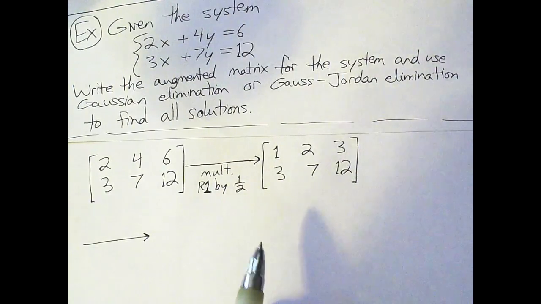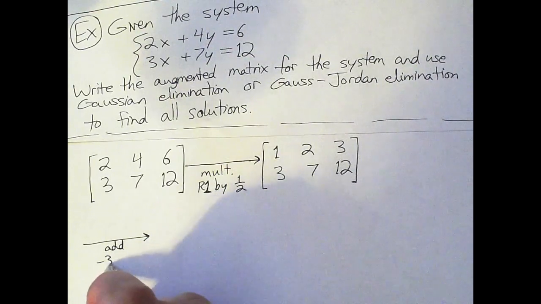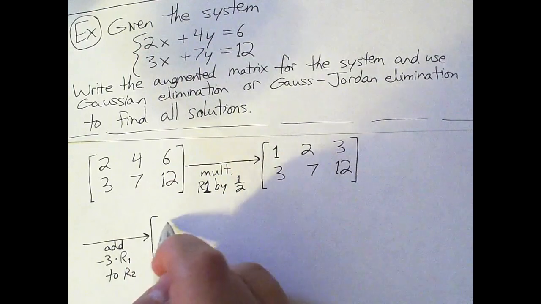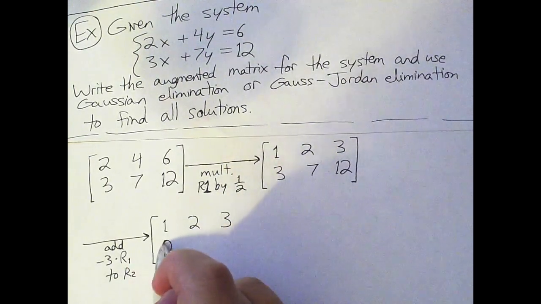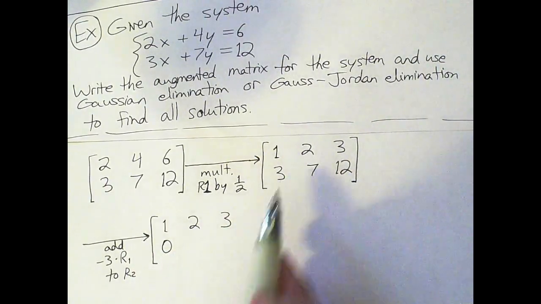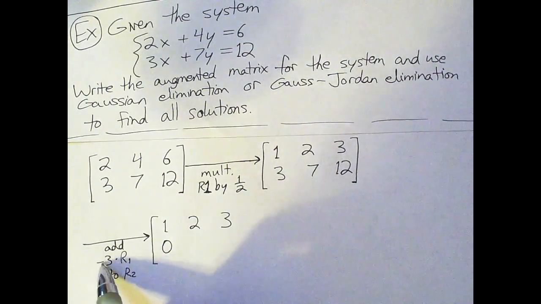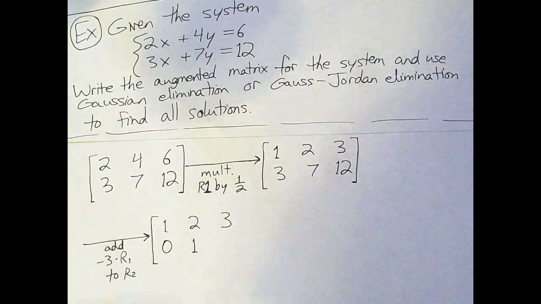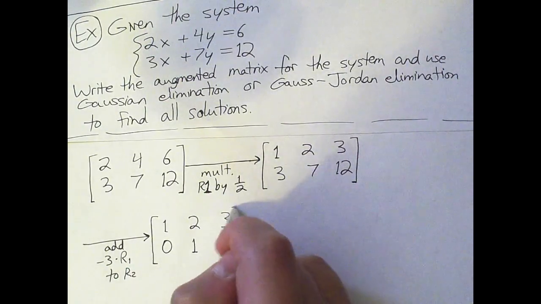And now I'm thinking about getting some zeros to show up. So I decided to add -3 times row 1 to row 2. Row 1 is not changing. Row 2 gets a 0 in place of that 3, because we added -3 to 3. We also have to say -3 times 2 is -6. It gets added to 7 and becomes 1. -3 times 3 is -9. Gets added to 12 to become 3.